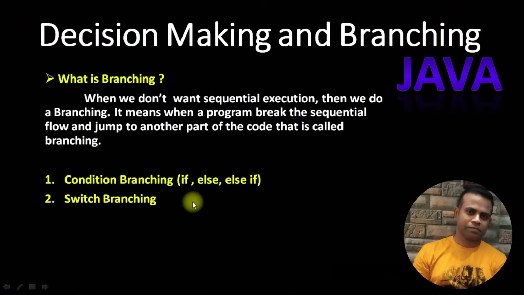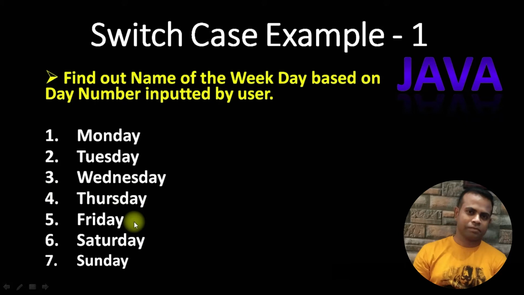In our last class we understood the concept of if, else and else if. Today we will understand another concept which is called switch branching or switch case. Now check this example here. Let's say the user has to input a day number, let's say 1, 2, 3, 4, something like that, and based on that inputted value the system will automatically show or display or print which day it is.